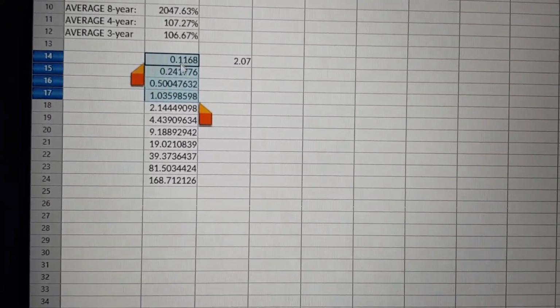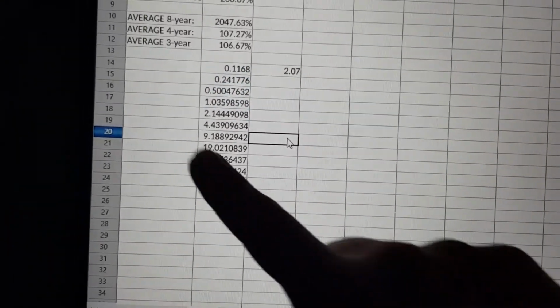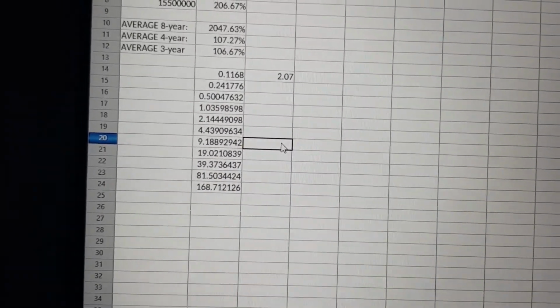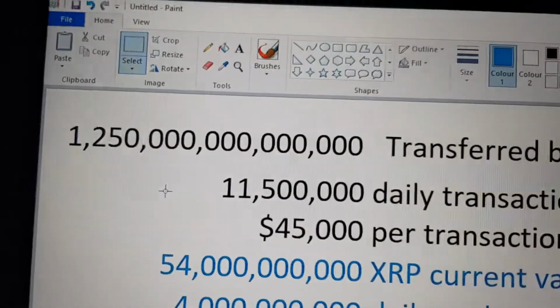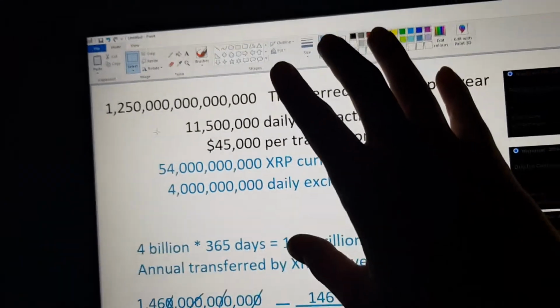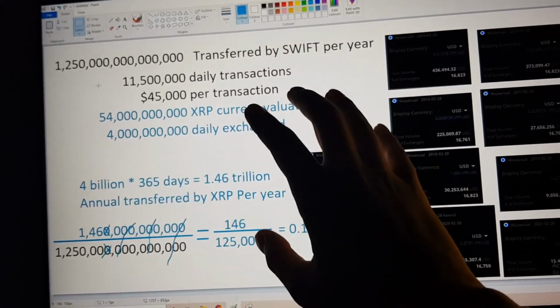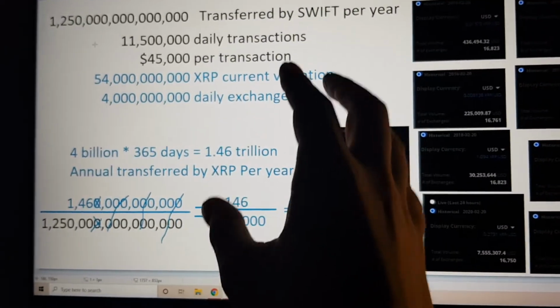I think that there is quite a lot of upside potential here. Because remember that this is not just 1% of whatever. This is 1% of, let me go back to Paint here, 1.25 quadrillion. Okay, guys? So we can probably expect the volume traded of transactions to grow at something like 100% every year, which means a doubling.